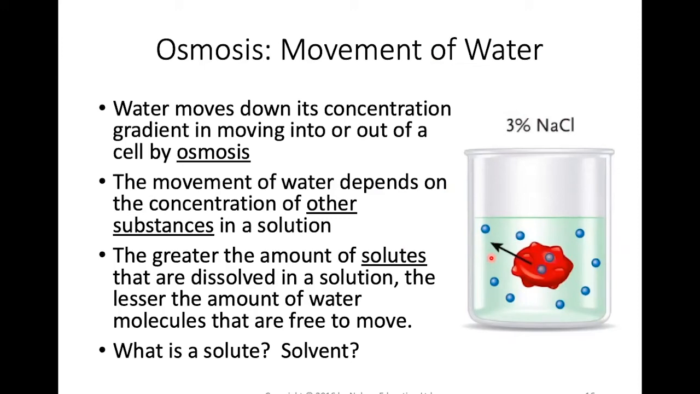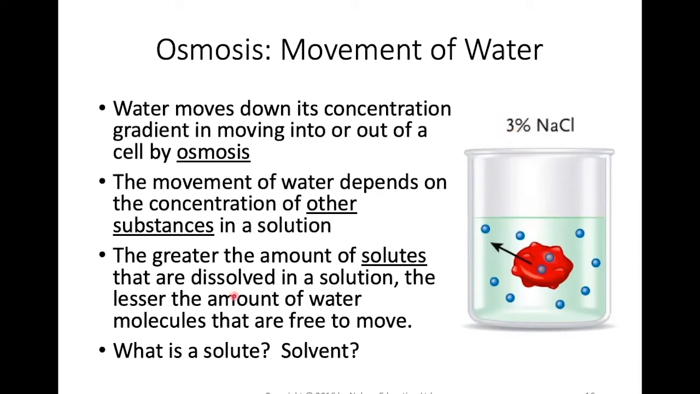So let's talk about this. If we have, say, a 3% solution of sodium chloride, and then we have another solution of 5% sodium chloride, where is the water content higher? The water content will be higher in the 3% solution because 3% is sodium chloride, 97% is water. In the 5% example, 5% would be sodium chloride and 95% would be water.